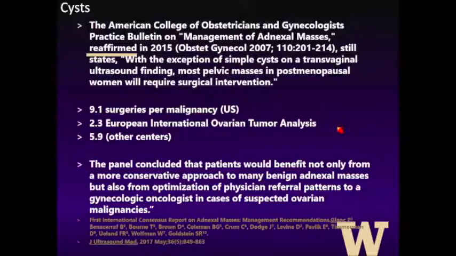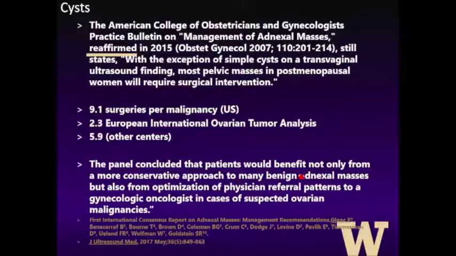So what did they find? And what were their recommendations? Well, they found that in the United States, we perform 9.1 surgeries per malignancy that's discovered. In European countries, based on their data, it's 2.3 surgeries per ovarian cancer found. In most centers around the world, it's 5.9 surgeries per ovarian cancer. So we have the distinction of doing the most surgeries per ovarian cancer found. And I don't think that's surprising, actually, the way our system is set up.